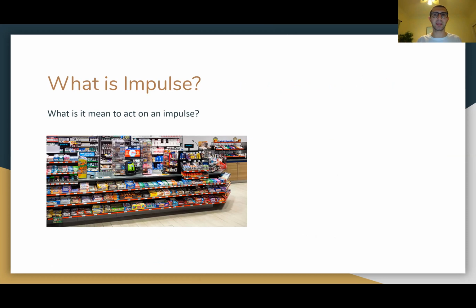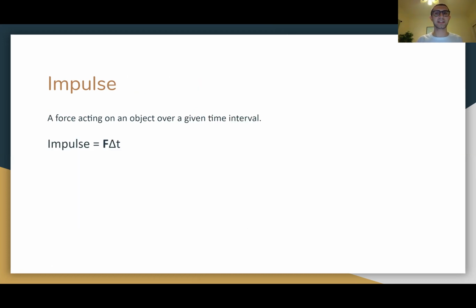What is an impulse in the everyday use of the word? Well, I have this convenience store counter, which you guys have all seen before, the candy at the cash register. What does it mean to act on an impulse? Well, it means you're going to buy the candy on a spur of the moment decision. And you might not have bought it if it wasn't right there, if it wasn't being advertised to you, if it wasn't in your face. So this idea of impulse is a spur of the moment decision and this idea of a force of advertising. So in a physics context, an impulse is a force acting over a given time interval. It's the force over the time for which that force is applied.